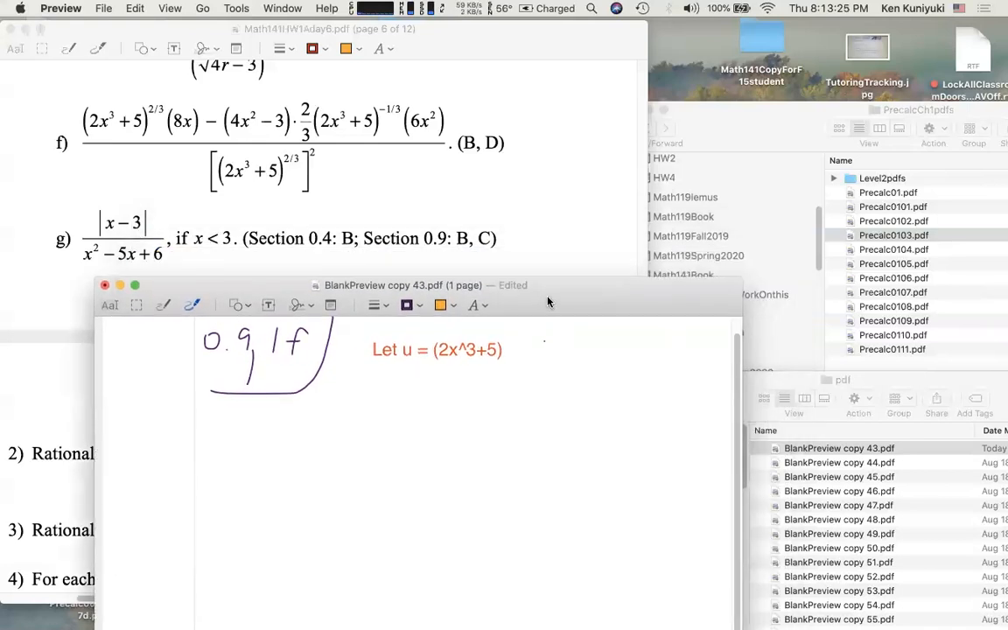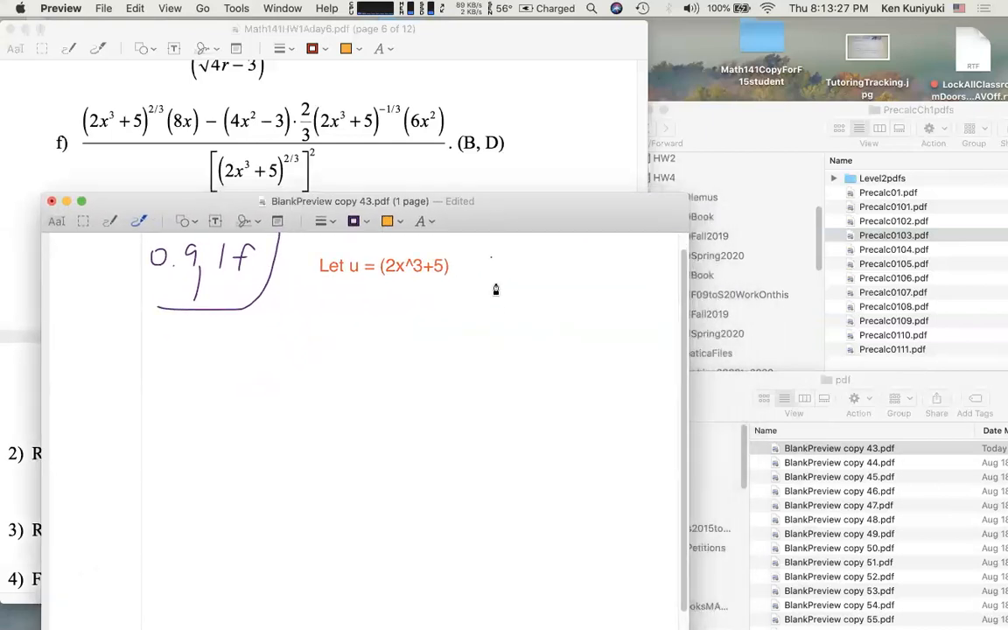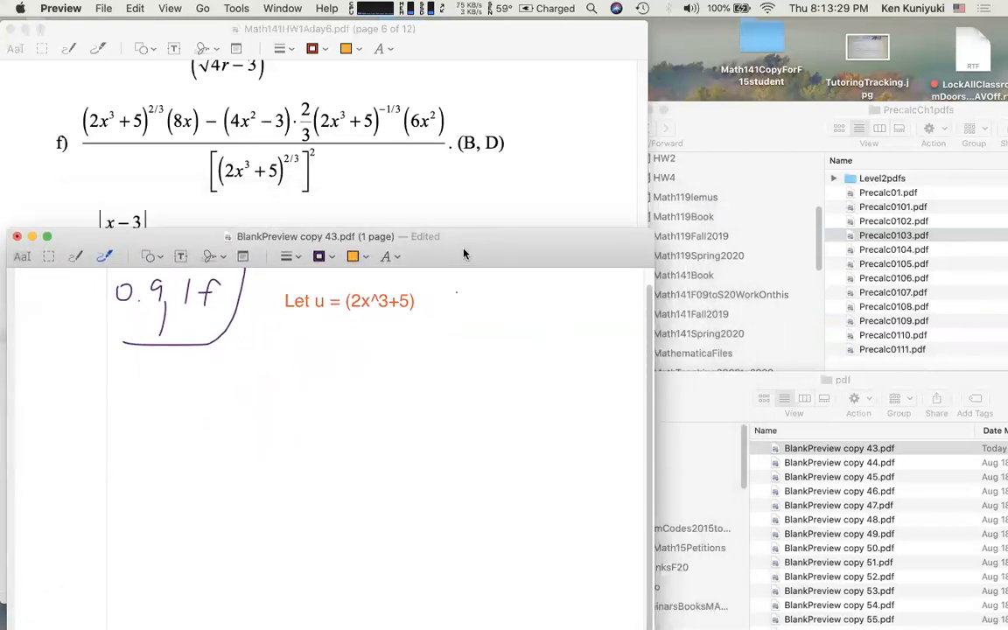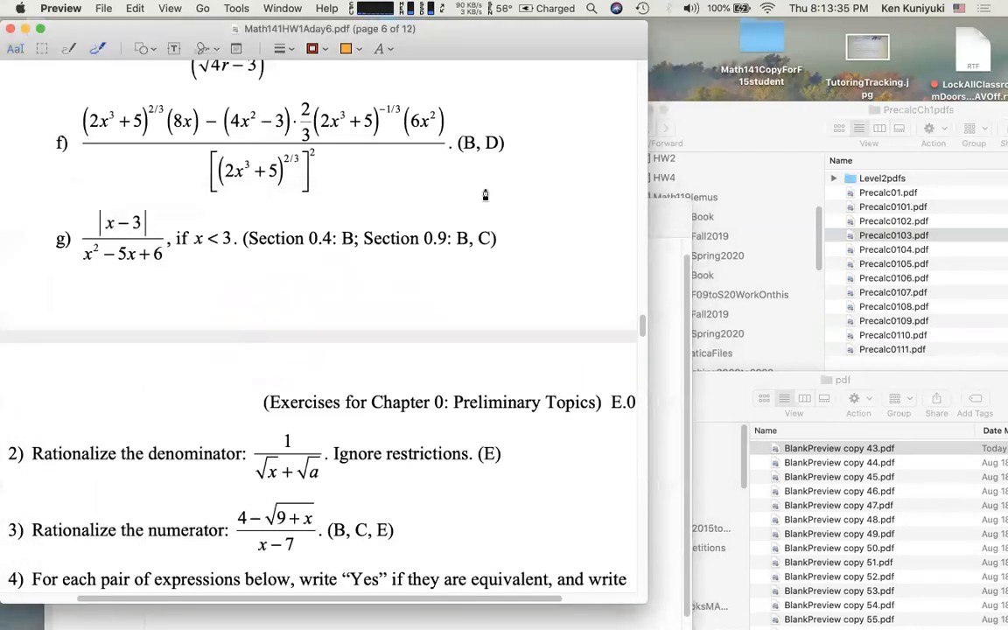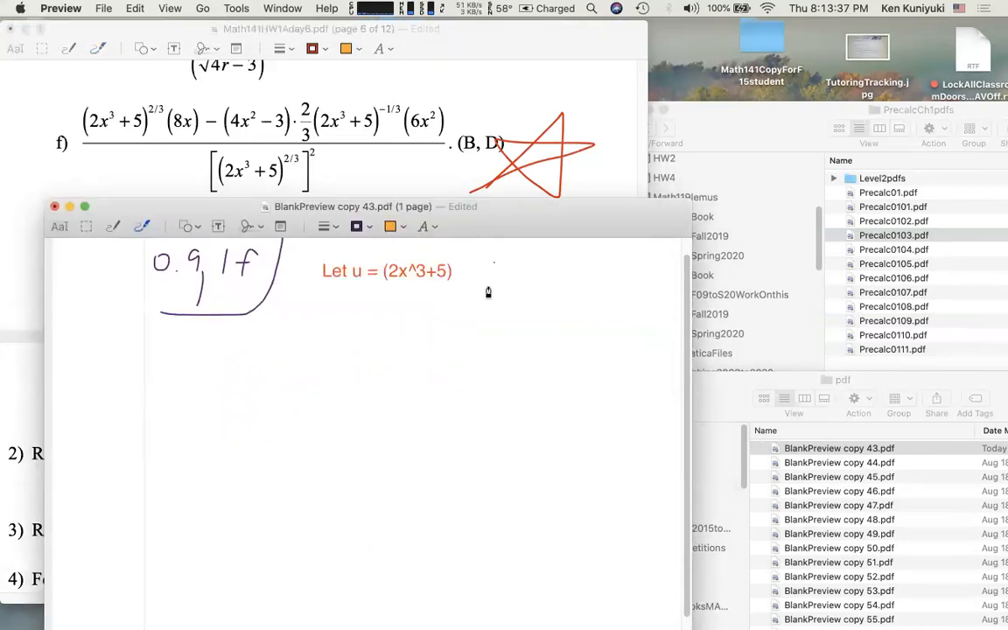All right. So let U equal 2x cubed plus 5. Yeah, that's one of the reasons why I want the homework due tomorrow, not tonight. Let U equal 2x cubed plus 5. I'll call this star, because I'm lazy. I don't want to recopy the whole thing. Star, that given thing equals.